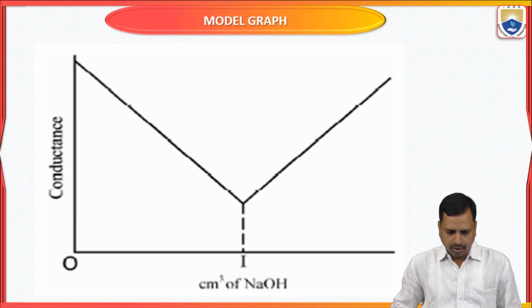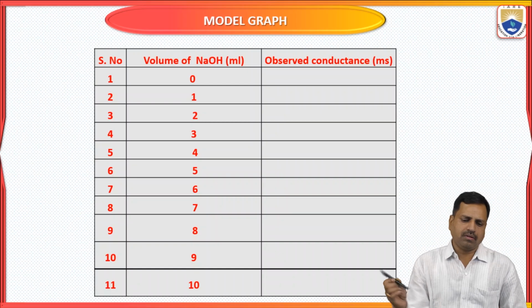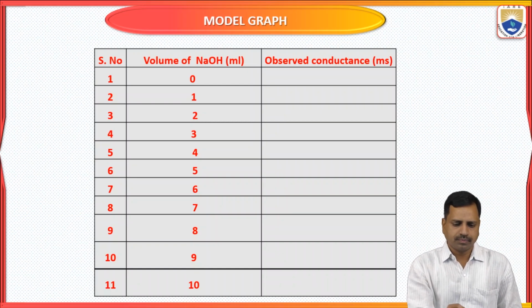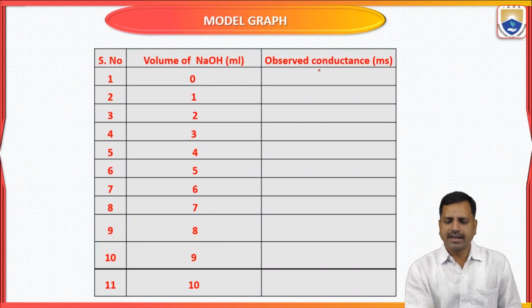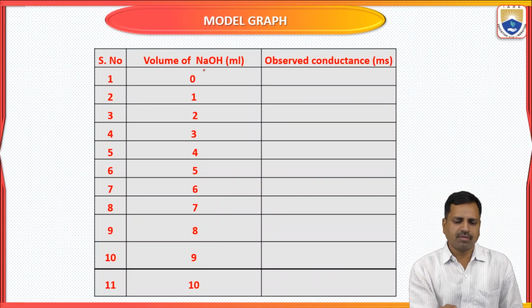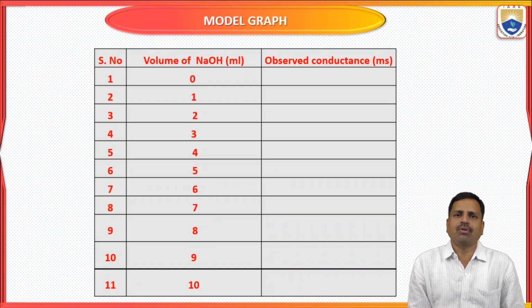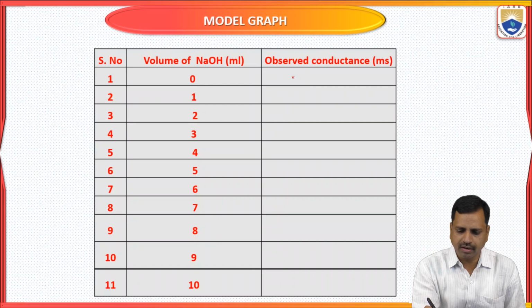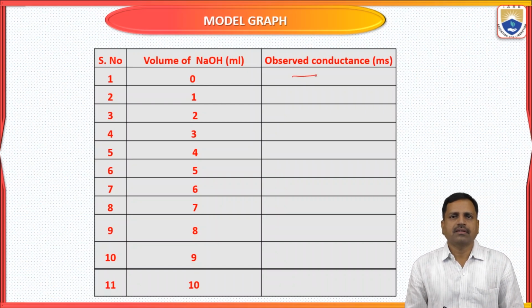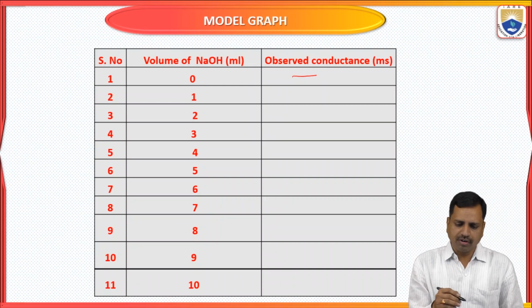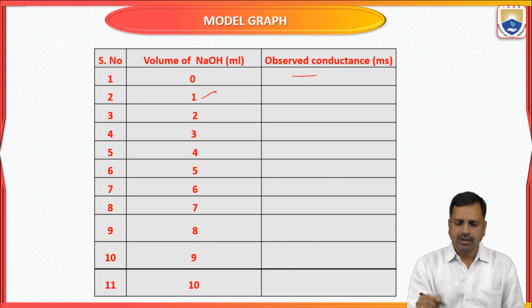Then you note down. You make a table like this: serial number, volume of NaOH, and observed conductance. For serial number 1, you take the HCl and you should not add any NaOH. Then you take the conductance reading and write it here. Then second step: stir well and again add 1 more ml of NaOH. Then you note down the reading.